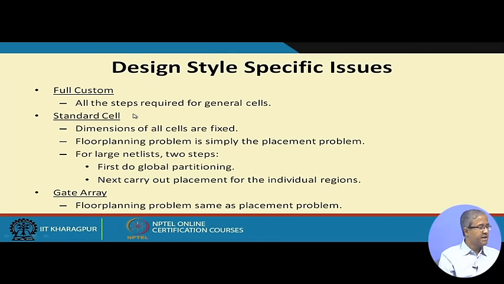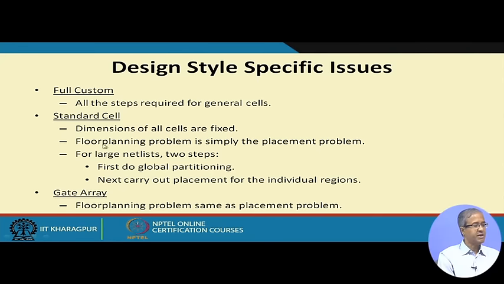But for standard cell, the dimension of all these cells are fixed, because the cells are picked from a library, and as I said, the heights of the cells are fixed, but the widths can be different. Once you choose a cell, the shape and size is fixed and it has to be placed in this way only. You are also not allowed to rotate these cells in a standard cell layout. So, for standard cell, floor planning and placement problems are the same, they are not different sub problems.